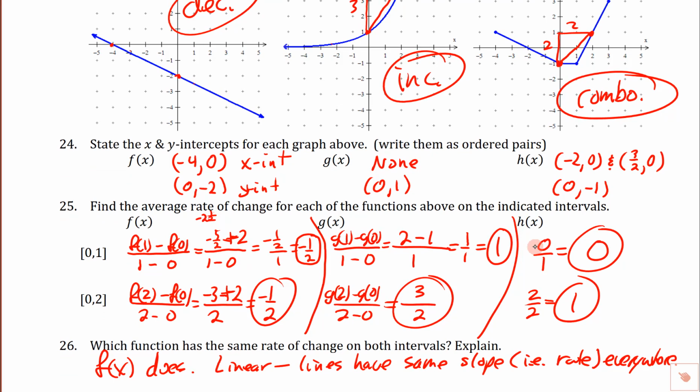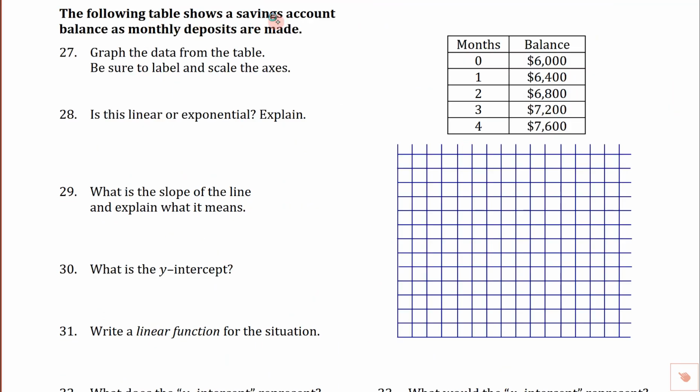All right, let's take a look at this last page. It says the following shows a savings account balance as monthly deposits are made. So as the months go by, you'll notice what's happening here. So deposits, they're putting money in, and you can kind of tell how much money they're putting in. It says, graph the data from the table, be sure to label and scale the axes. So I'm going to underline label and scale. Let's make sure that we do both of those.